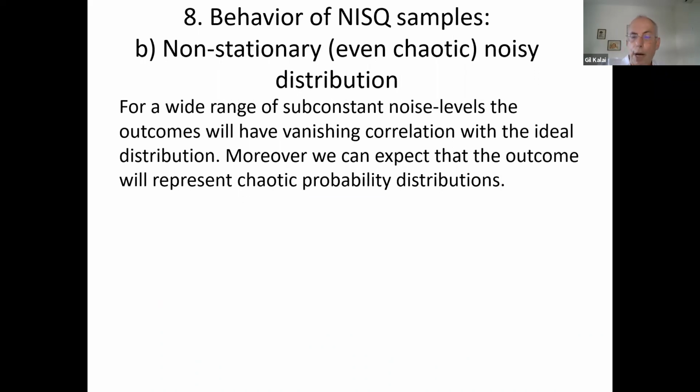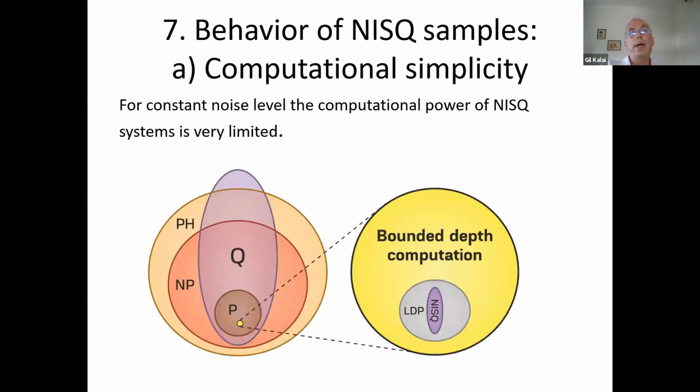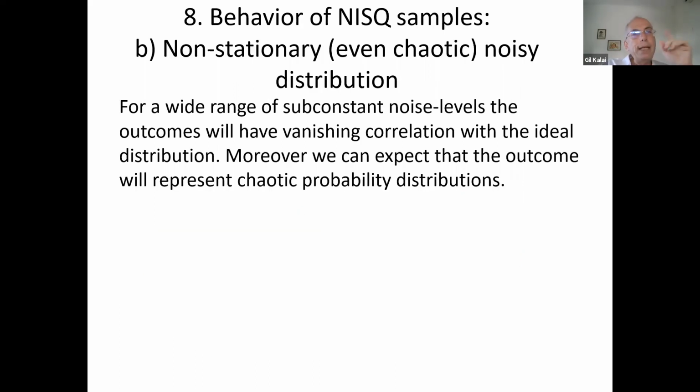So this is one conclusion from this view of noisy intermediate scale quantum systems, modeling the noise using this heat kernel description: that the computational power of NISQ systems is very, very simple. There is another conclusion which is in a different direction.